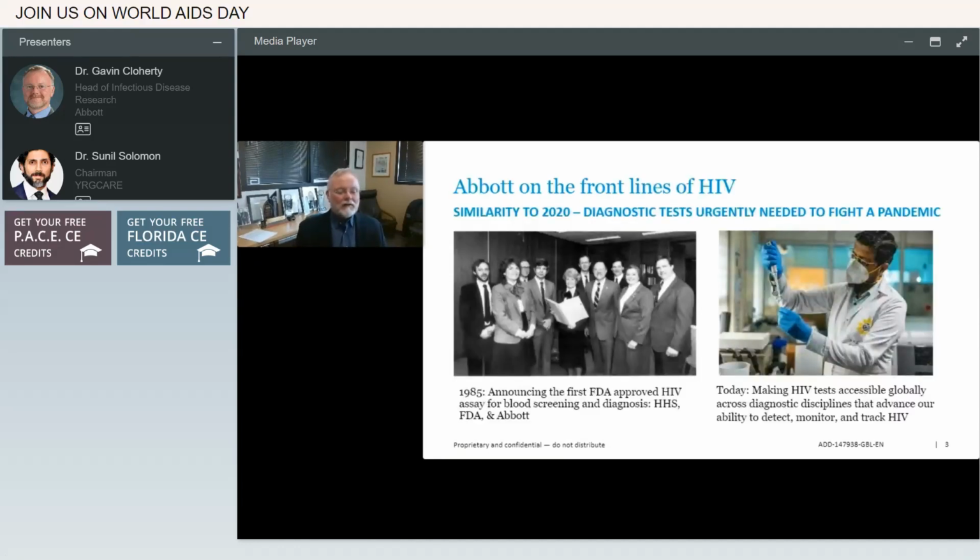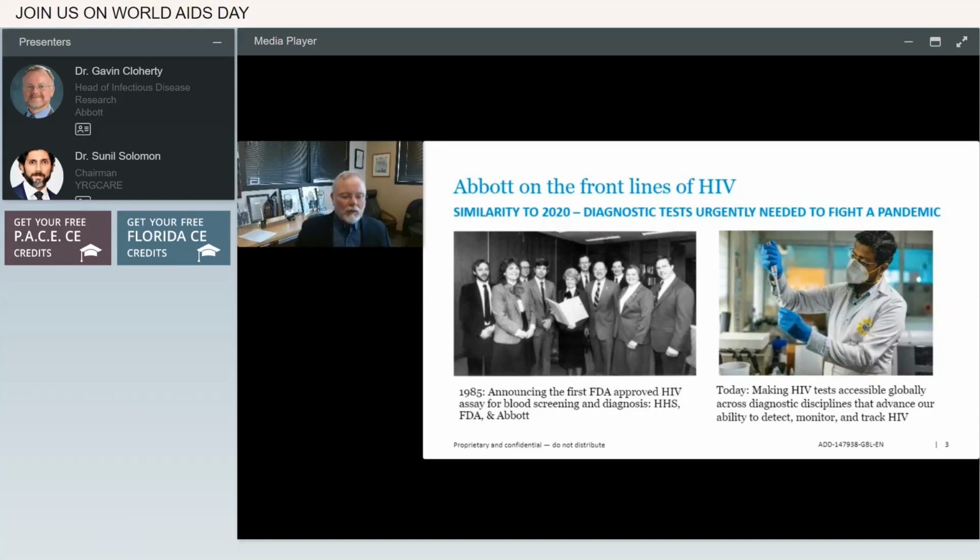Abbott's been on the front lines of HIV testing for some time, having developed the first FDA-approved assay to diagnose and test for HIV back in 1985. You can see in this picture on the left-hand side of the screen the team that accomplished that goal. On the very left is George Dawson, who actually worked in our team until very recently. And obviously, we need to continue to make tests accessible and robust, that work no matter where a test is performed or an infection is acquired.